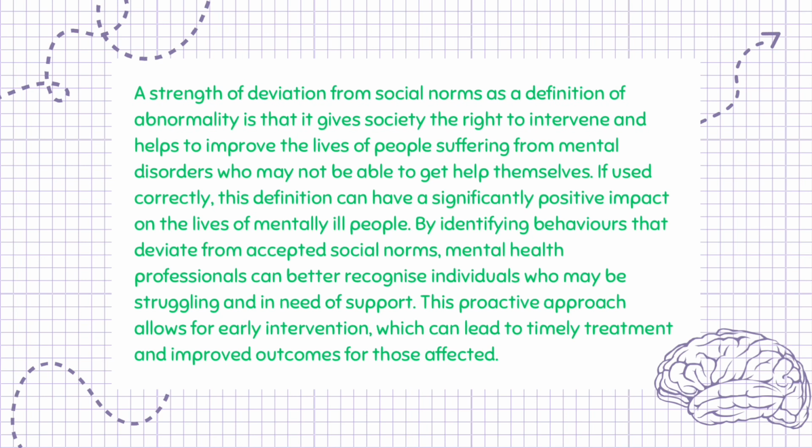A strength of deviation from social norms as a definition of abnormality is that it gives society the right to intervene and helps to improve the lives of people suffering from mental disorders who may not be able to get help themselves. If used correctly, this definition can have a significantly positive impact on the lives of mentally ill people. By identifying behaviors that deviate from accepted social norms, mental health professionals can better recognize individuals who may be struggling and in need of support. This proactive approach allows for early intervention, which can lead to timely treatment and improved outcomes for those affected.